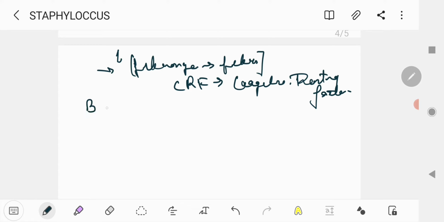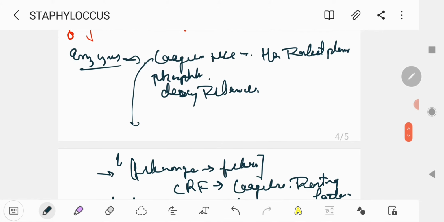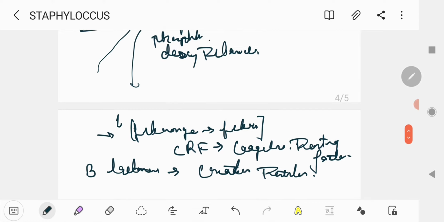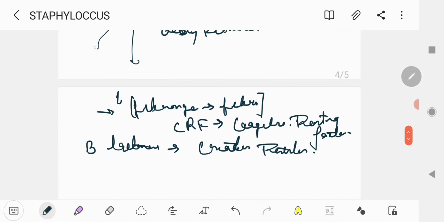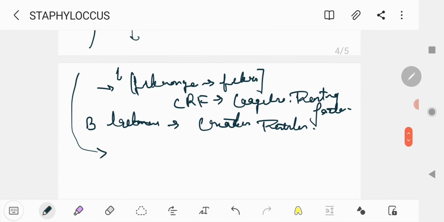The third one is the beta lactamase. It creates resistance. Okay, and I forgot about this coagulase. Sorry, I write it here. Okay, I can show this point here.